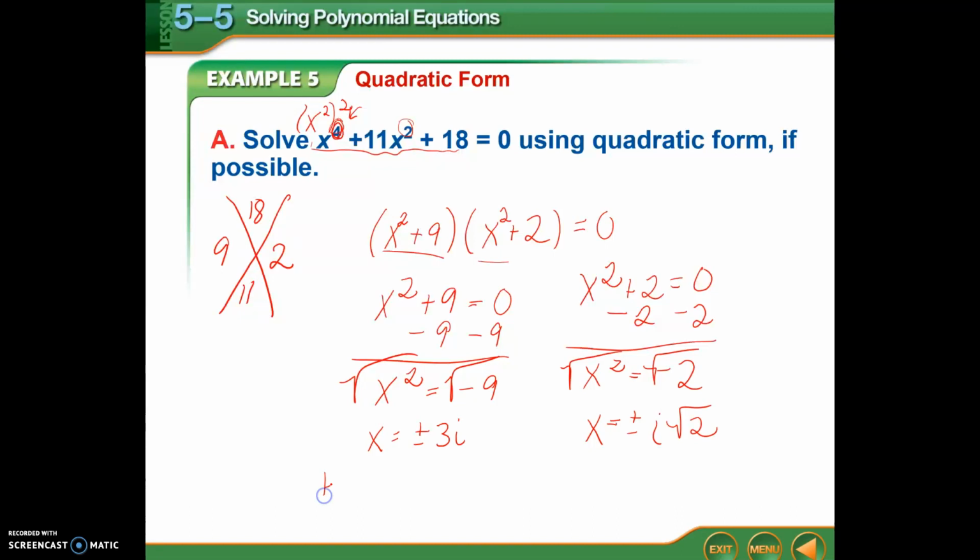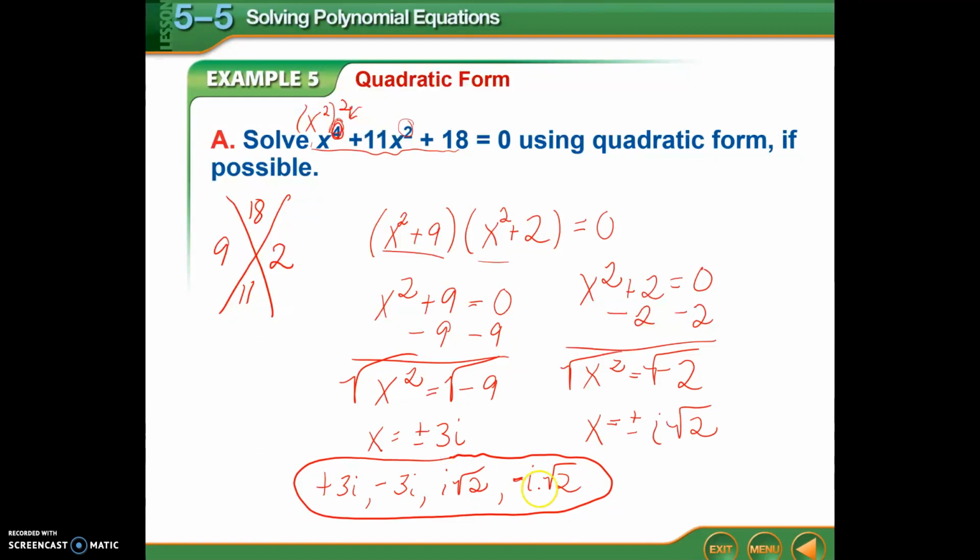So my answers are plus 3i, minus 3i, plus i square root of 2, minus i square root of 2. And if I square these, I'll see that this gives me negative 2, and that gives me negative 9.